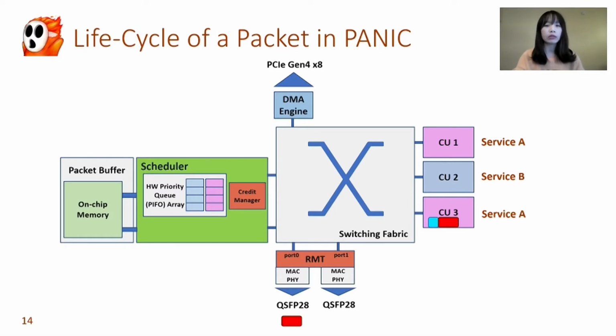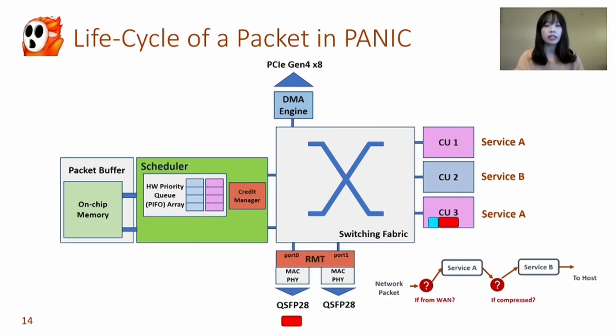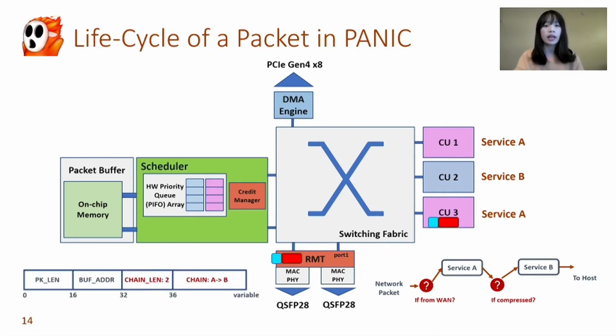In this example, there are three compute units attached to the switching fabric. Units 1 and 3 are running service A, and Unit 2 is running service B. When a packet is received in Panic, it is first processed by the RMT pipeline. The RMT pipeline parses the packet header and looks up the flow table to identify the offload chain. In this example, we can see the offload chain is from A to B, and Panic will then generate a Panic descriptor containing this chaining information, and attach the descriptor before the network packet.